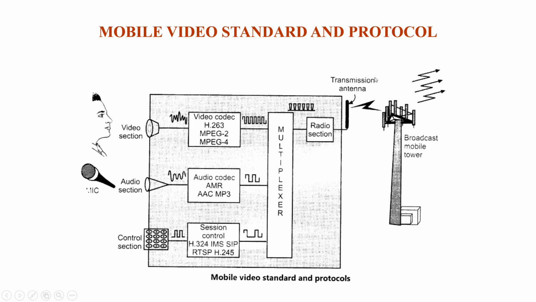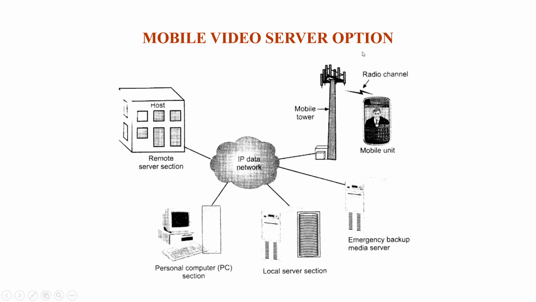Then the transmitting antenna, and you will have a broadcast mobile tower, where the transmission or broadcasting is taken care of at a higher power level. Mobile video server options. See, this is the IP data network. So a remote server section is possible. Mobile video server options include personal computers, local server sections, emergency backup media servers. So remote, personal, local or emergency. Then all those things will be given to the IP data network, to the mobile tower and then to the mobile unit. So you are having four options here: remote, personal, local, and emergency.